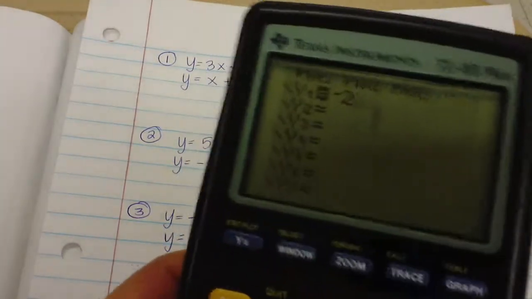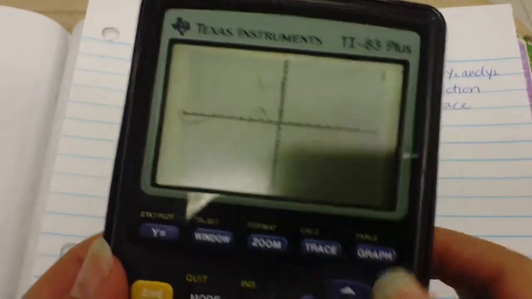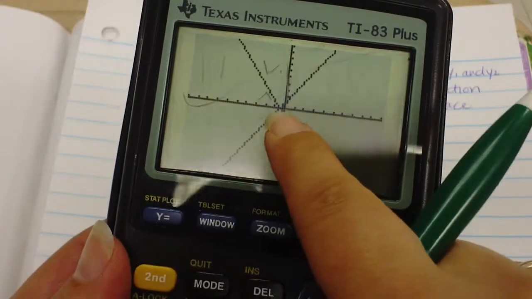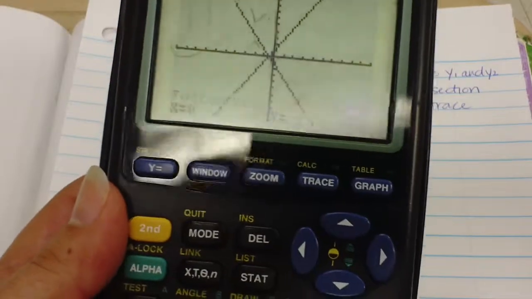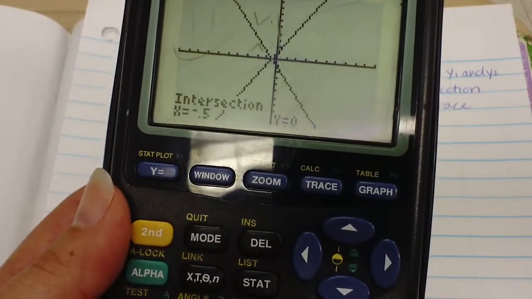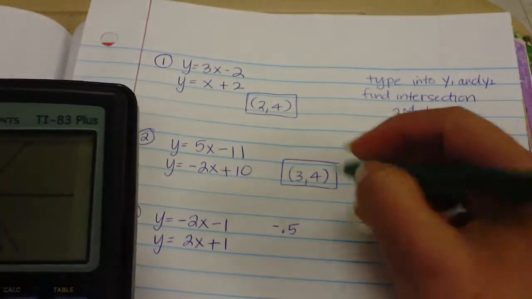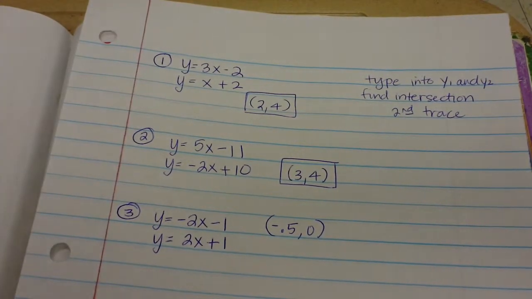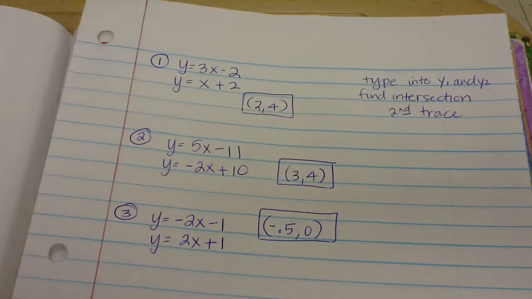Okay, so negative 2x minus 1 is y1. 2x plus 1 is y2. I'm going to graph them. All right, I see the intersection is right there, so second trace, intersect. And the intersection is negative 0.5, 0. And it's okay to have a decimal. It's okay to have a fraction as your intersection because that is a valid solution for a system of equations.